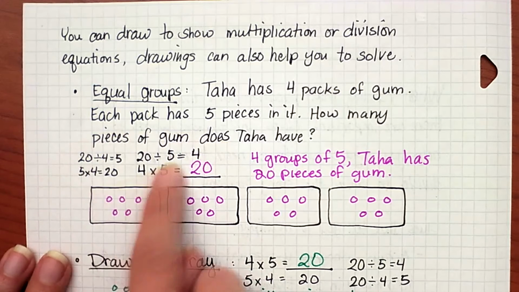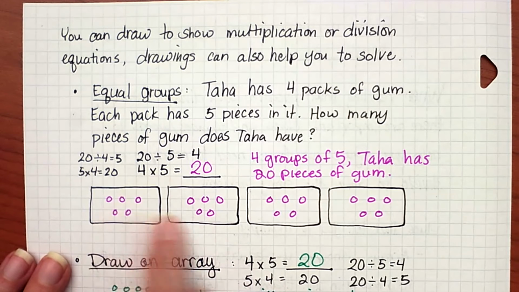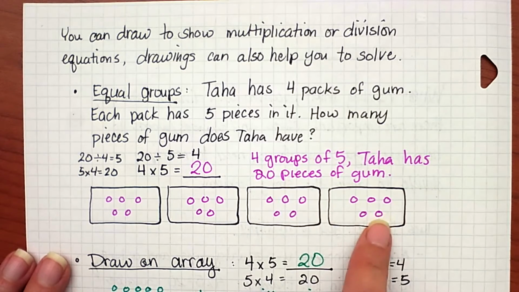Remember, these are part of a fact family. They're related facts. So I drew it out using counters in 4 different groups.